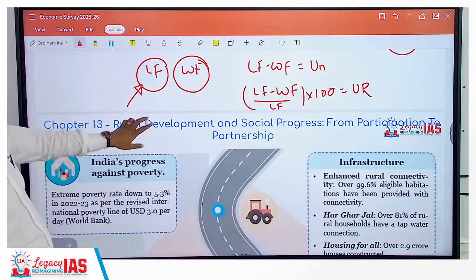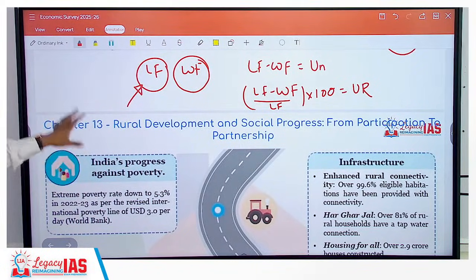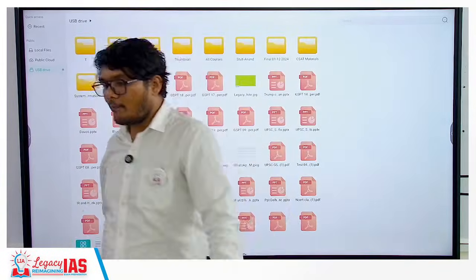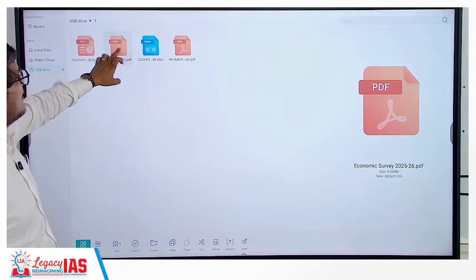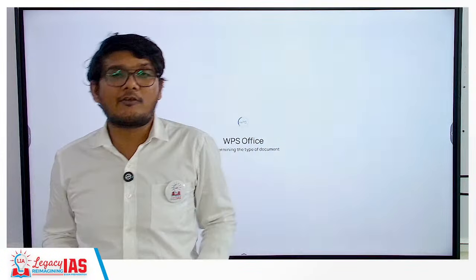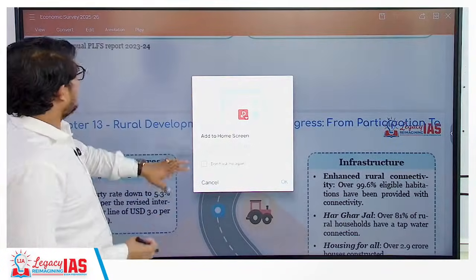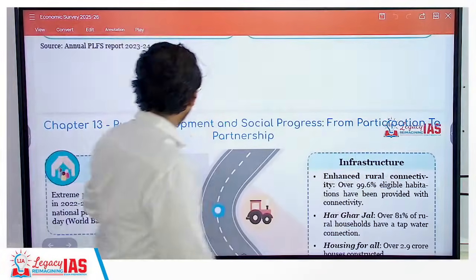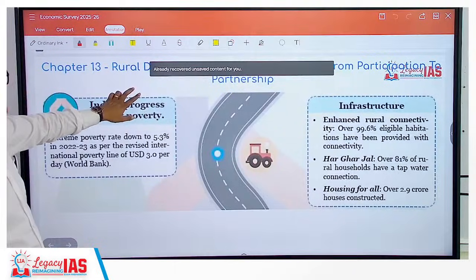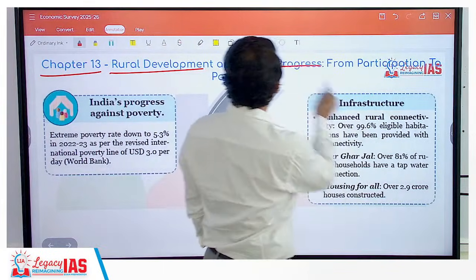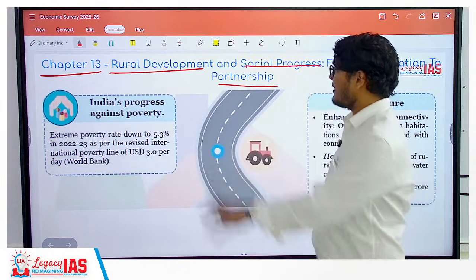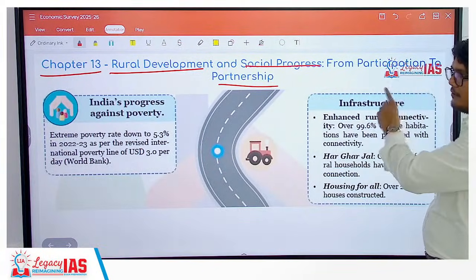All right, moving ahead, let's move to chapter 13, that is rural development. Talks about rural development and the social development. So when you talk about the rural development, what do you think very first thing that comes in your mind would be? Agriculture. Now, agriculture does not necessarily mean just increasing the crop production. Of course, that will be there, but providing the infrastructure to the rural area is very important. So chapter 13 talks about rural development and social progress, from participation to partnership. So here, as I mentioned, infrastructure development would be important, and economic survey talks about it.